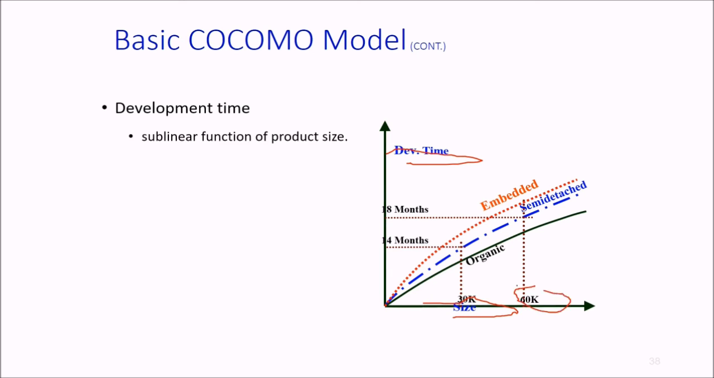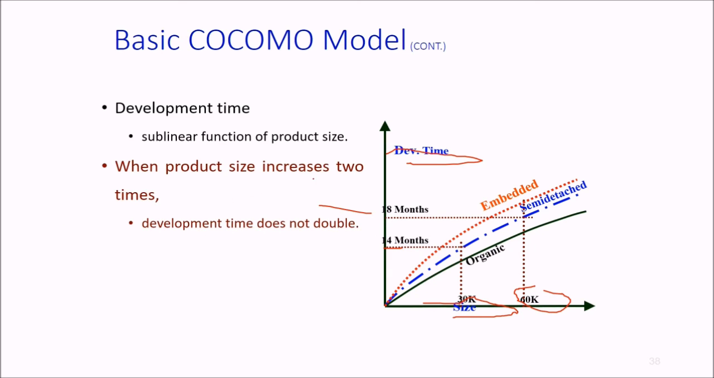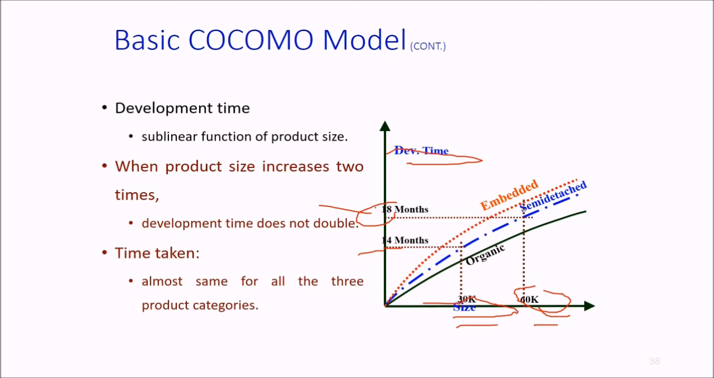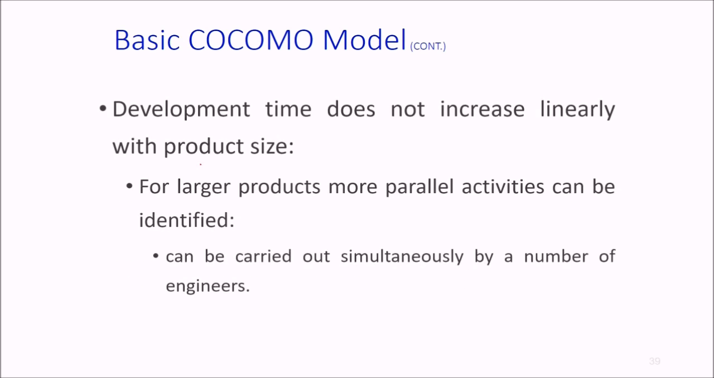This is 30k, 60k, so it increases around this. When the product size increases twice, the development time does not double. See, from 30k to 60k, it should be 24 months as normal mathematics goes, but it is not like that. It only becomes 18 months. So the time taken is almost the same for all three product categories, whether embedded, semi-detached, or organic. Therefore, the development time does not increase linearly with product size, as we have seen in the graph also.